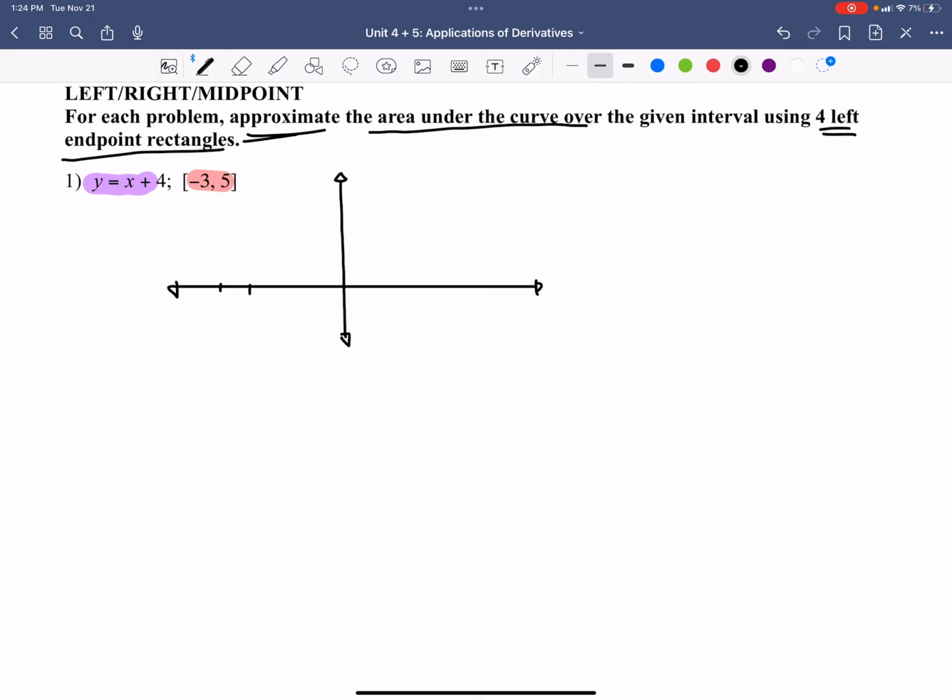So 1, 2, 3, 4, 1, 2, 3, 4, 5, 1, 2, 3, 4, 5. And let me extend this some more because I don't know how low I'm going to go. All right, and these are not to scale, so if you could draw yours on graph paper, that'd be better. All right, x plus 4 is a line. We should know how to draw that line. It's slope intercept form. Right, we're going to start at 4.